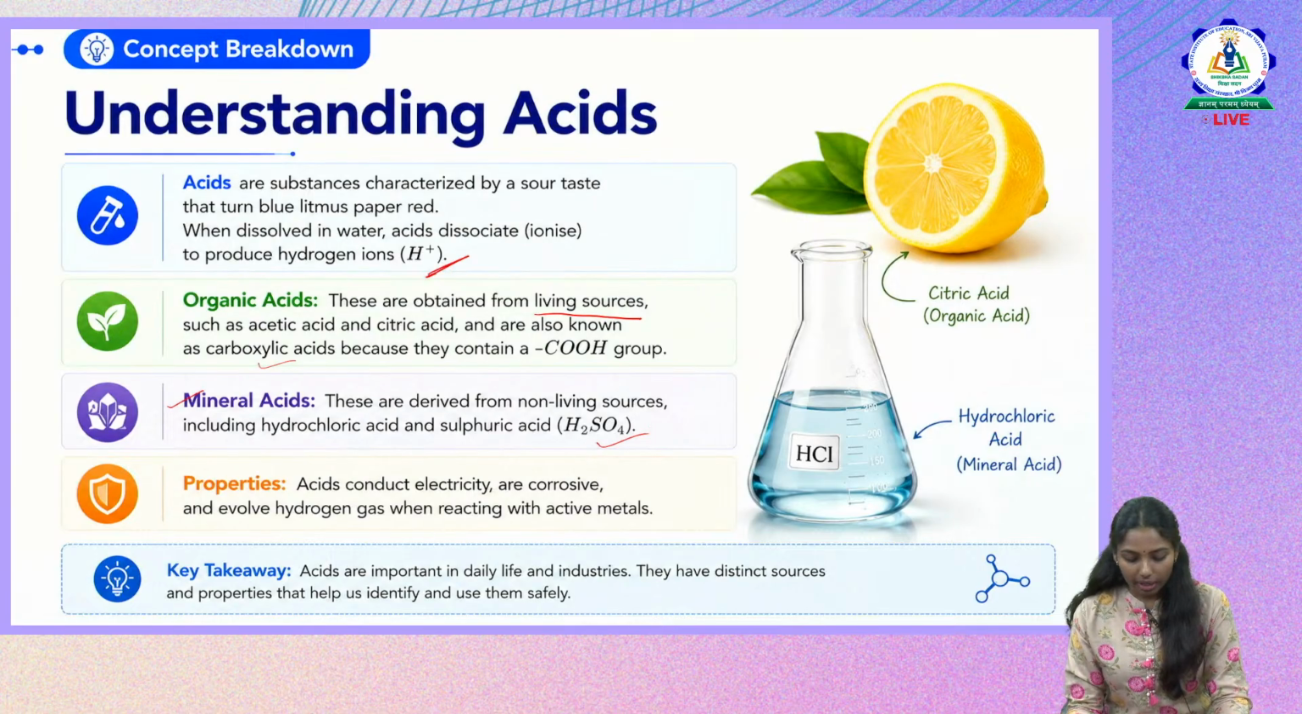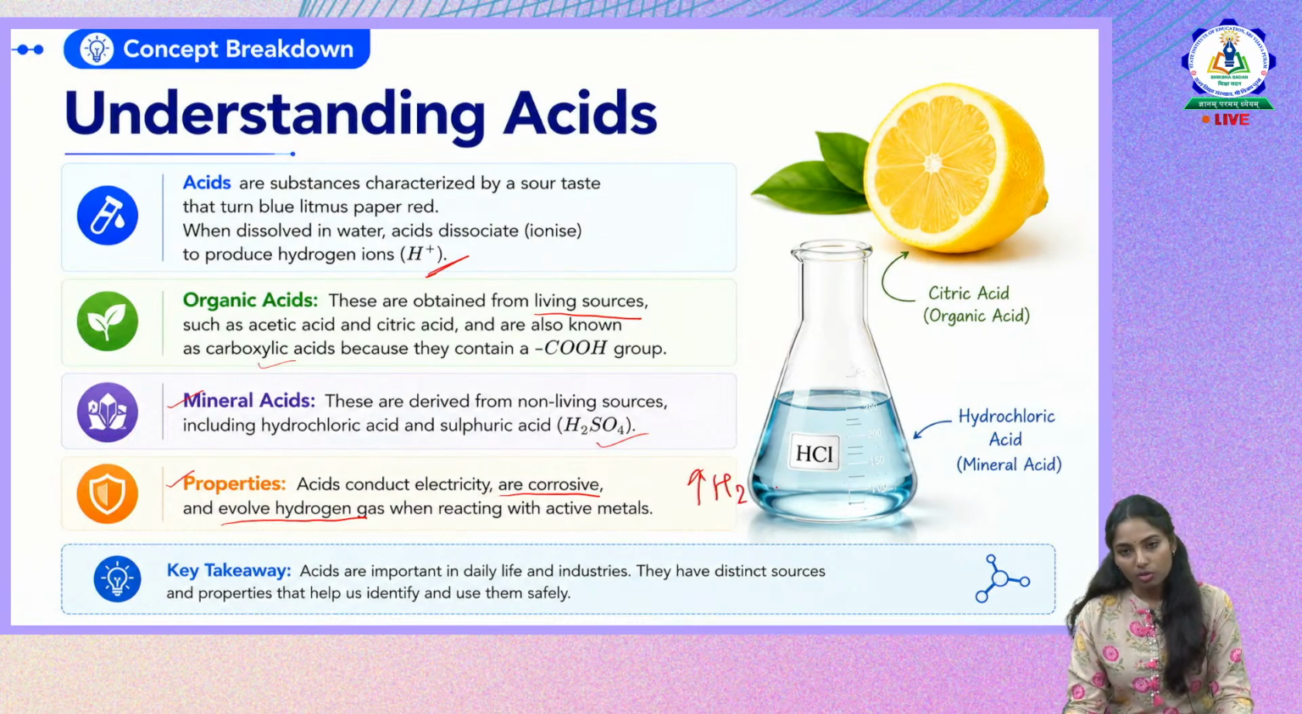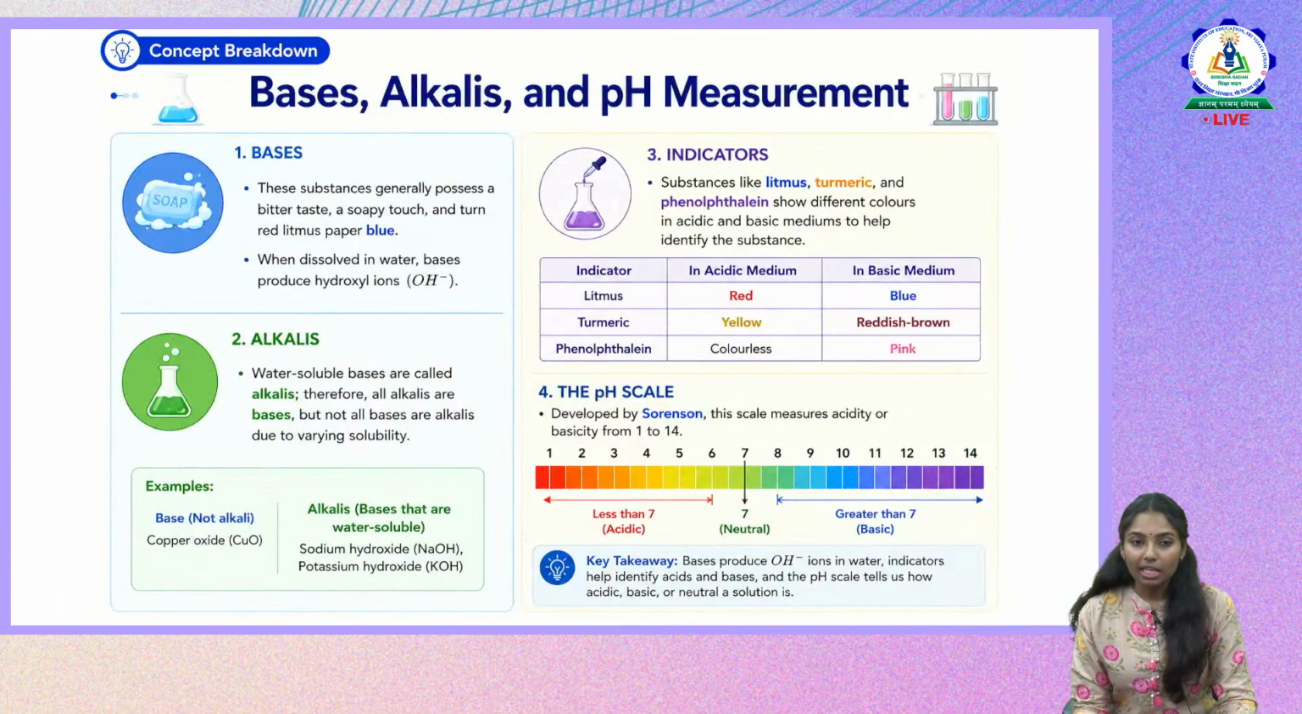Next we have to also remember some of the properties of the acids. We know acids conduct electricity and they're highly corrosive, and they evolve hydrogen gas when reacting with active metals. So these also you can remember. They release hydrogen gas when reacted with metals. So there are certain classifications of acids here: organic and mineral, which can be remembered. And acids have very much use in daily life and in industrial use also. So we can remember the applications of acids.